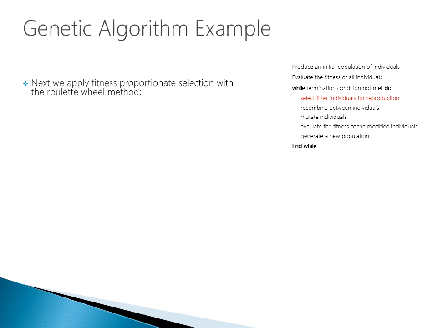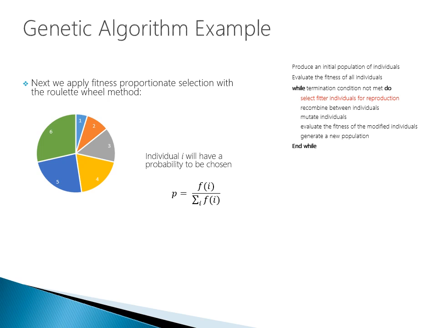Next, we apply the fitness proportion selection with the roulette wheel method. We talked about this roulette wheel, but now I want to show how it works. The individual i will have the probability to be chosen through the following function. The probability of being selected from this pool for breeding purposes is going to be f(i) over the summation of f(i). And the area in this case is proportional to the fitness value.